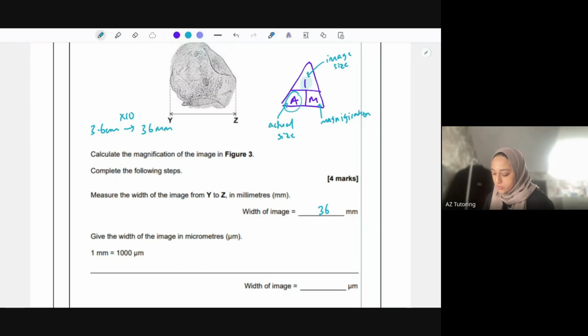Okay, they've given you what units to put in, and they've also given you the conversion. This conversion will be given to you if you're doing the higher paper, but for foundation, they do give it to you. I have seen instances where they don't give it in foundation as well, so it is worth memorizing that conversion. So it says here 1 millimeter is 1,000 micrometers.